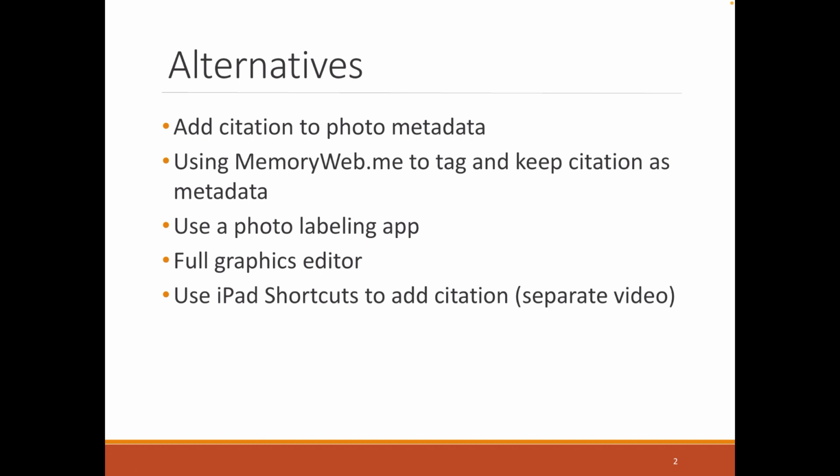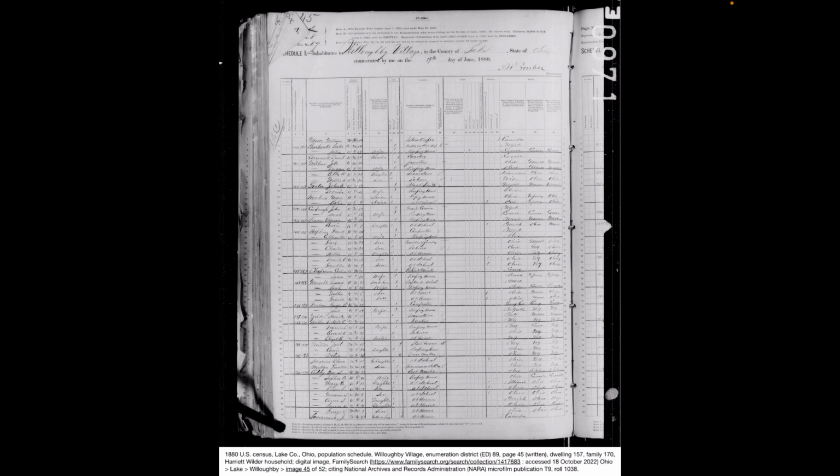We could use photo labels. We could use a full graphics editor. The full graphics editor is more akin to the View, where you add a citation. And then in a separate video, I'm going to show you my recommendation, which is to use iPad shortcuts to add citations. One, it's pretty easy to use once you write the shortcut, and it looks good, and it's all for free. You don't have to pay any subscriptions or any software, and it's really pretty simple to do. So let me show you what we're trying to do.